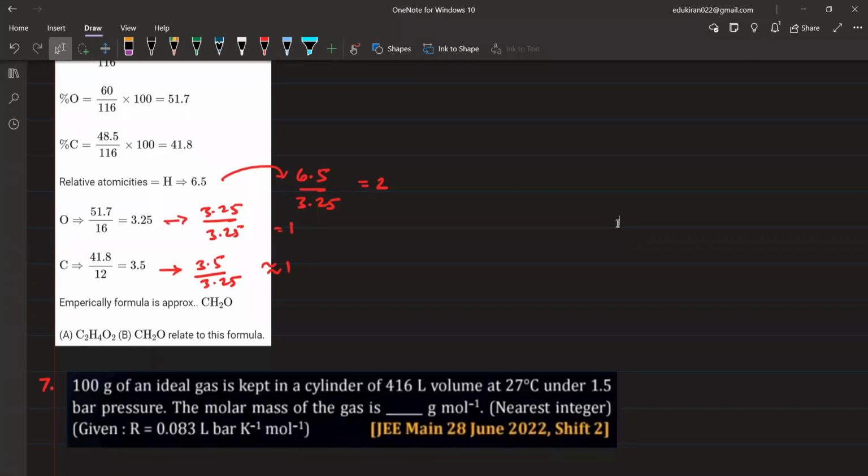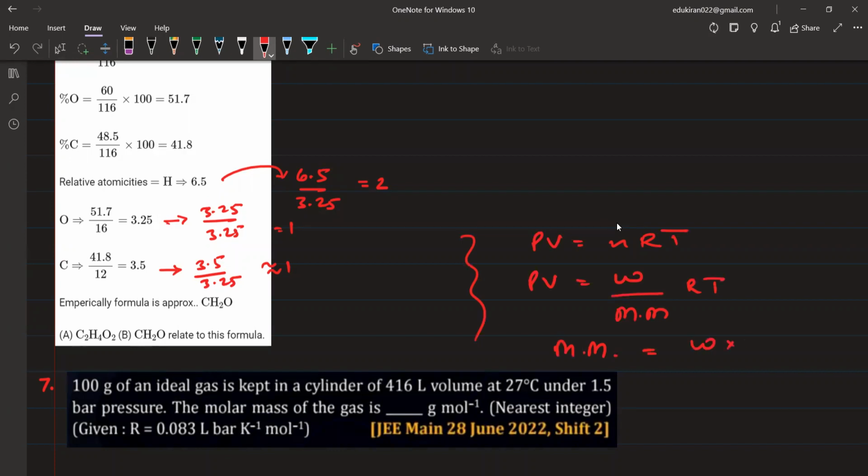Try it, okay? It is PV is equal to nRT, okay? And PV is equal to number of moles, which is the given mass divided by the molar mass, into RT. What do we have to find? We have to find the molar mass. So molar mass will be equal to the given mass into R into T divided by the pressure into volume. Okay? You have the formula. Please try to plug in the values and then tell me the answer.